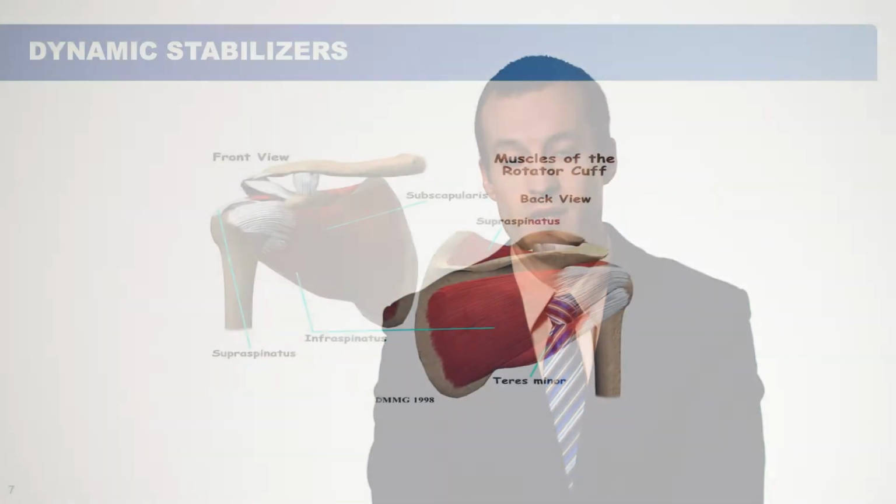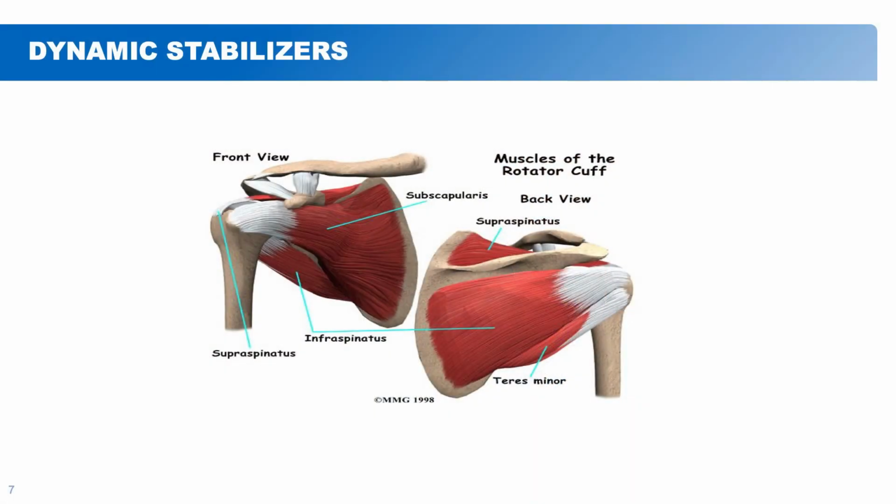Dynamic stabilizers, which will be a main focus of our talk today, are the rotator cuff tendons and muscles. And as you see there on the left, on the front picture, you have the subscapularis. The rotator cuff tendons are a combination of 4 tendons, and you have the subscapularis in front. You have the supraspinatus tendon, which is on top on the right picture, and in the back you have the infraspinatus and the teres minor tendon.